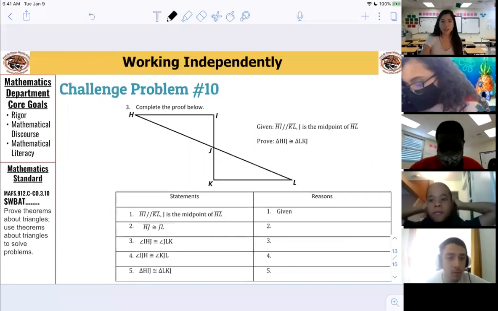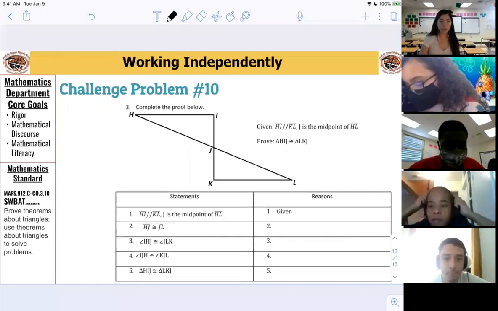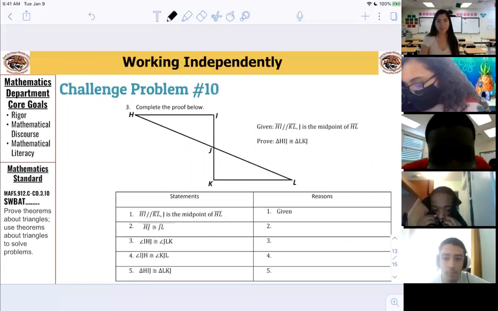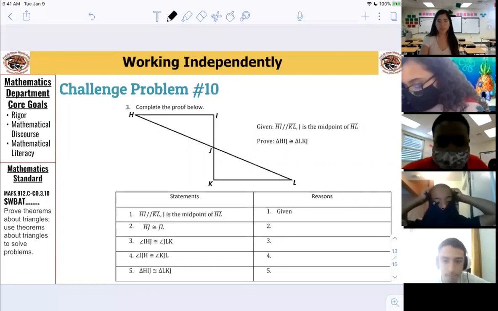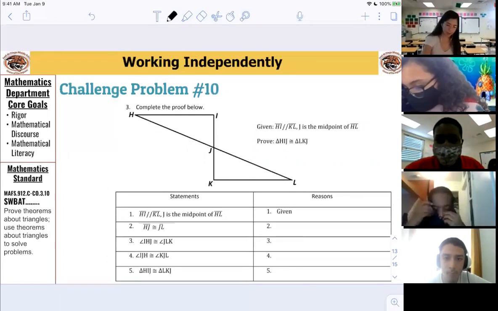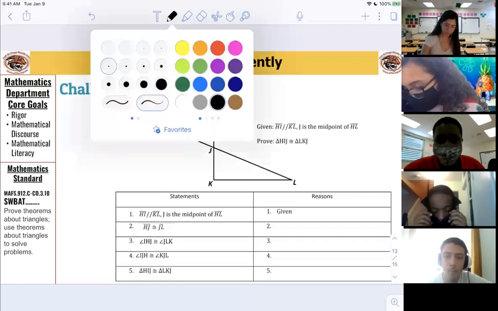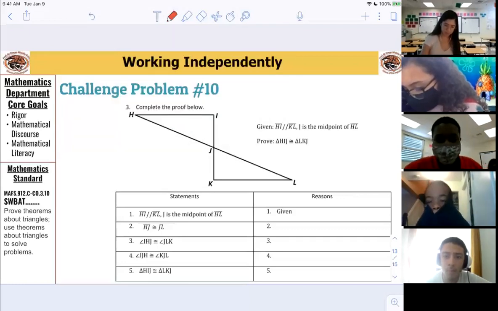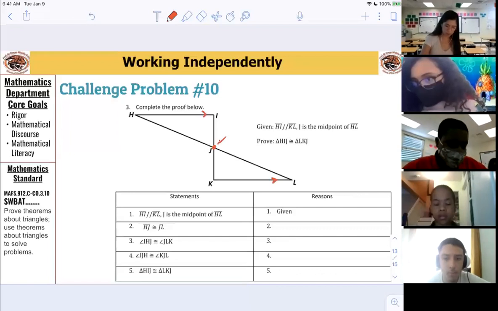Okay. Can I have a volunteer tell us what we are given so that I can highlight it? Line segment HI is parallel to line segment KL. J is the midpoint of line segment HL. Perfect. Right now, all I'm doing is highlighting my diagram.